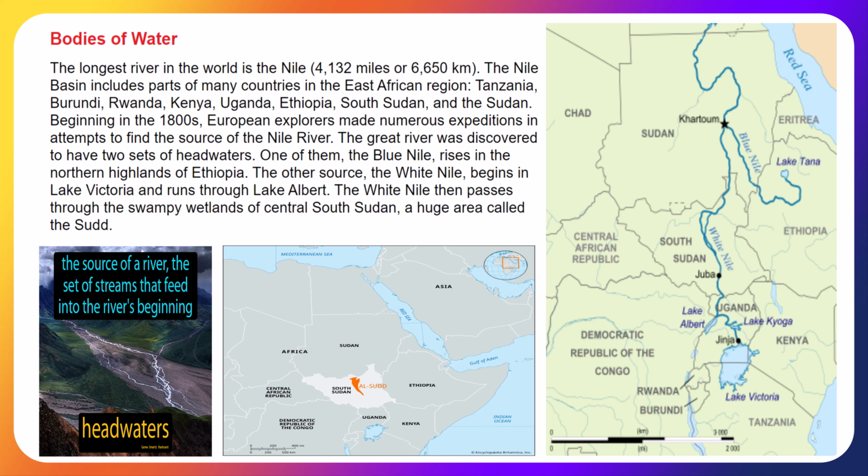Question 23. What are the two headwaters of the Nile River? The two headwaters of the Nile River are the Blue Nile and the White Nile. Question number 24. What is the Sud and where is the Sud located? The Sud is a huge swampy area of wetlands in central South Sudan. And you can see that pictured right here.